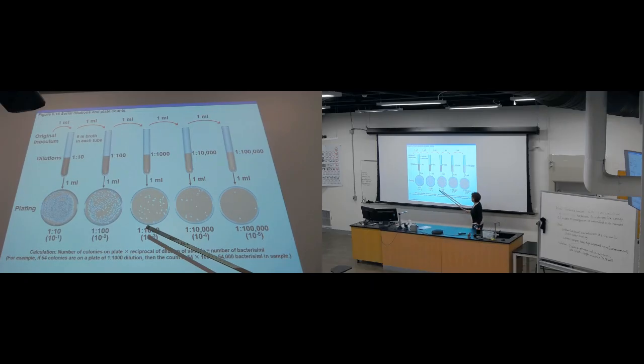And then the next plate, where you might have, let's say in this case, 1, 2, 3, 4, 5, 6, 7, 8, 9, 10, 11, 12, 13, 14, 15, 16. You have 16 colonies.